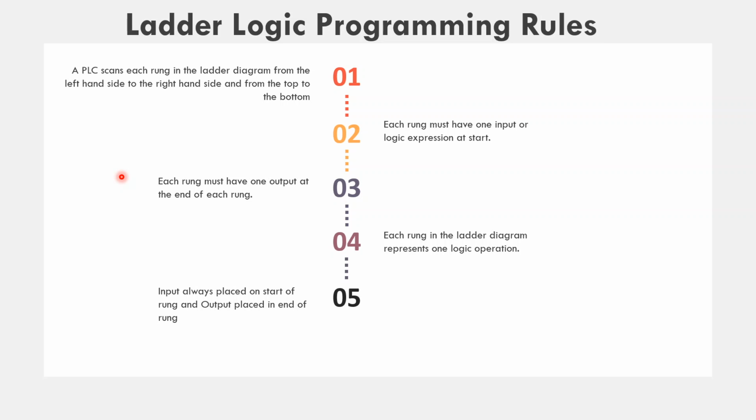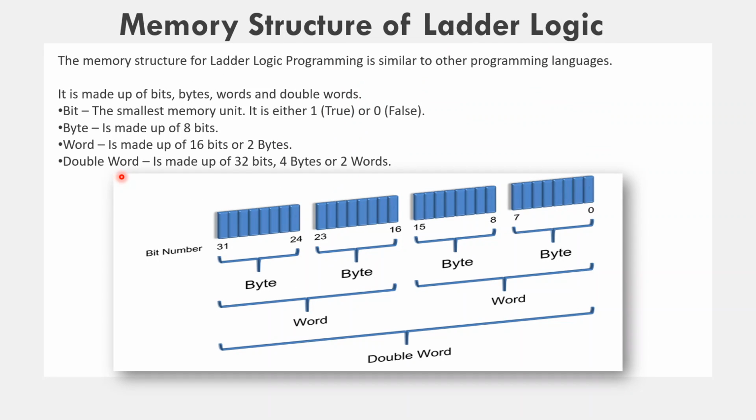Then let us move forward to understand the memory structure of a ladder logic. The memory structure of ladder logic programming is similar to other programming languages. It also uses bits, bytes, words, and double words to store the variables. Here the bit is the smallest memory unit, which stores only one bit, that is true or false. Then the byte is a combination of 8 bits, the word is a combination of 16 bits or 2 bytes, and the double word is made up of 32 bits, meaning 4 bytes or 2 words.